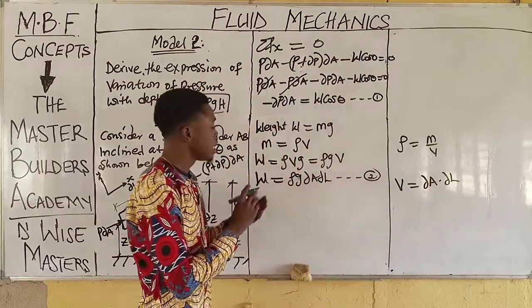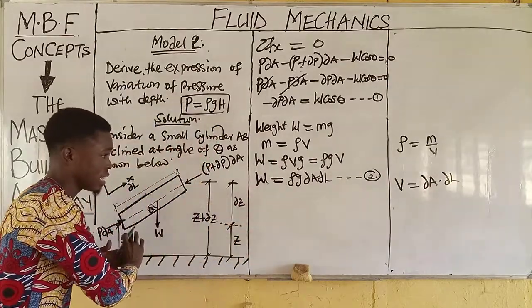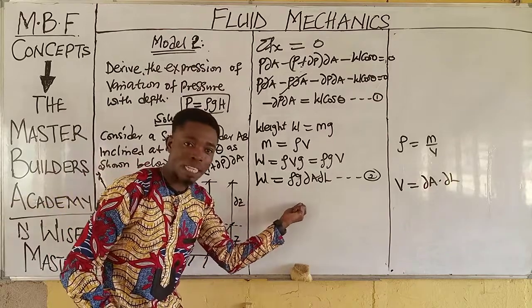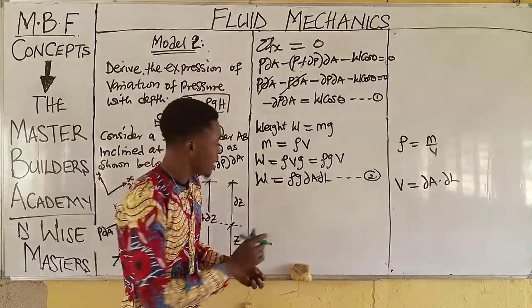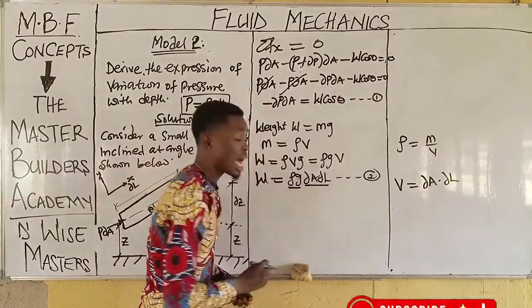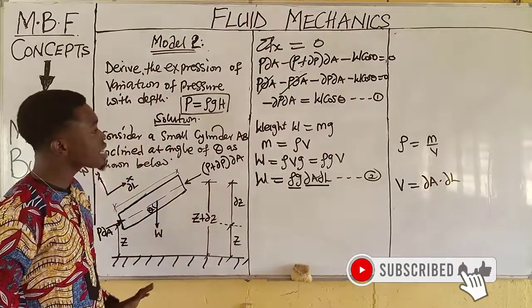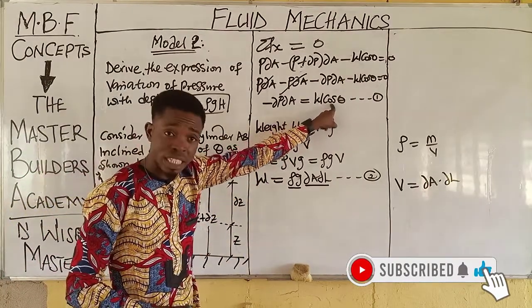We have obtained the value of the weight in terms of the material property and the geometric properties. These first two are the material properties, and these last two are the geometric properties. Are you there? If this is understood, then the next thing is, how do I obtain cos theta?